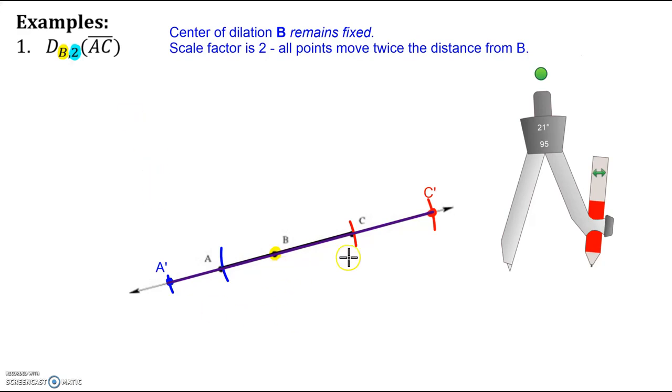So notice the image of the line segment was another line segment, and since the center of dilation was on the original line, the AC and its image A prime C prime coincide.